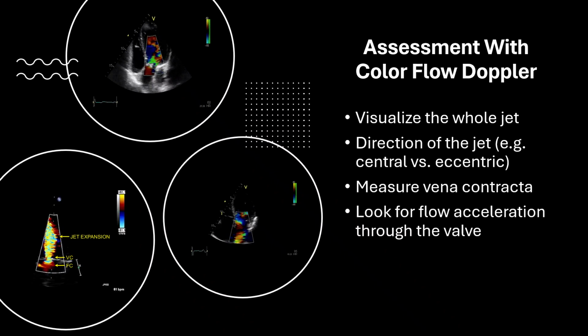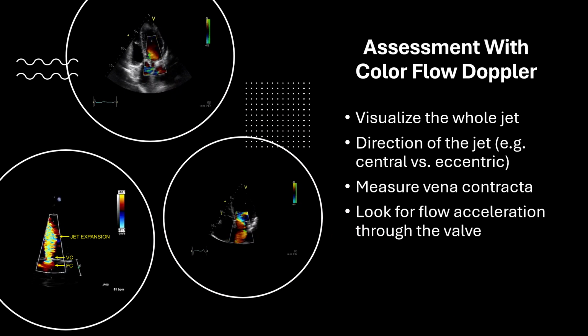On the bottom left of the screen, you see a frozen image of a jet. This is a full jet because you have a flow convergence, or FC. You have the vena contracta, or VC, which is the narrowest part of the jet. And this is typically reflective of the regurgitant orifice area. And then you have a jet expansion.